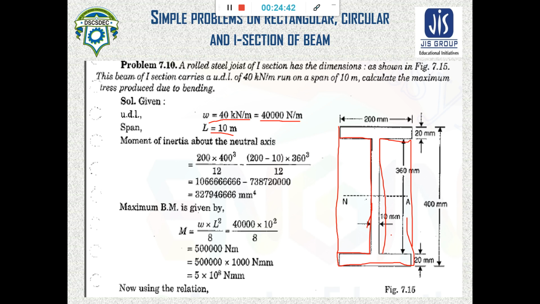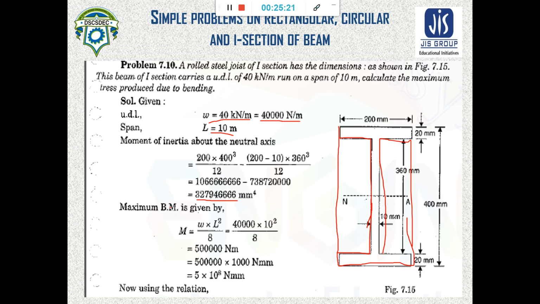See, first 200 into 400 cube by 12, that is the moment of inertia of the whole rectangle. Now what we do, 200 minus 10, that is this inside depth, into 360, since 40 is subtracted from 400, so 400 minus 40 is 360. That would give us 360 cube by 12.